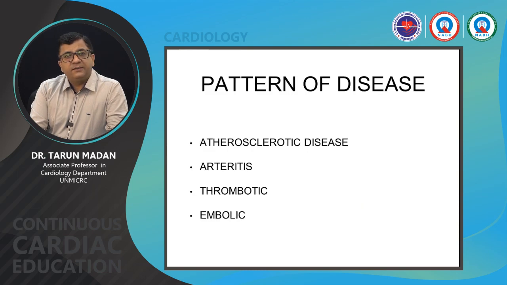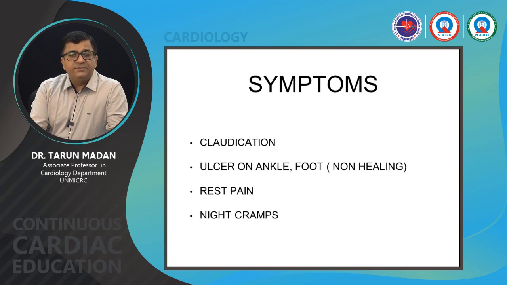Femoropopliteal disease presents to us in different forms. It can be atherosclerotic disease, arteritis, thrombotic disease or embolic disease. Symptoms of femoropopliteal disease are of multiple types. Patient can present with claudication, where he has to stop after walking 50 feet or 100 feet. They can have an ulcer on the ankle or the foot, which can be a non-healing ulcer. Patient can also complain of resting pain in the night or night cramps.